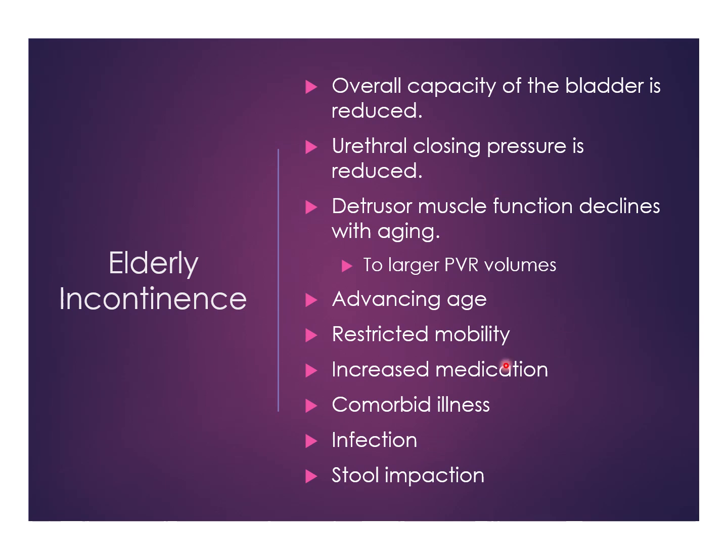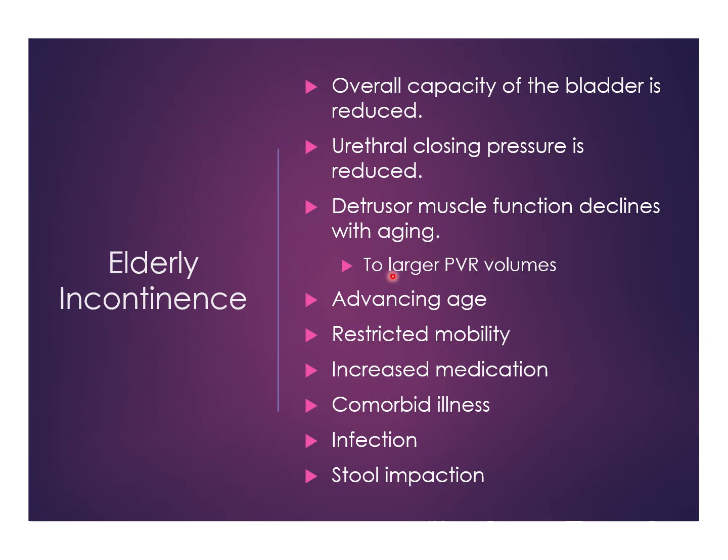Incontinence is rather common in elderly populations. Lots of different reasons for this. One is that the overall capacity of our bladder reduces with age. And we also see a decrease in urethral closing pressure as patients age. And so it doesn't take as much pressure within the bladder to overcome urethral pressures. So that makes incontinence more common. Detrusor muscle function also declines with age. So that kind of ability for those detrusor muscles to contract and empty. And this leads to larger post-void residual volumes.